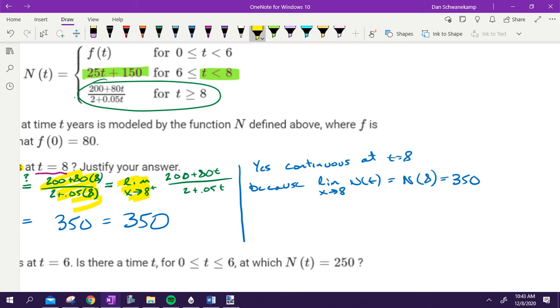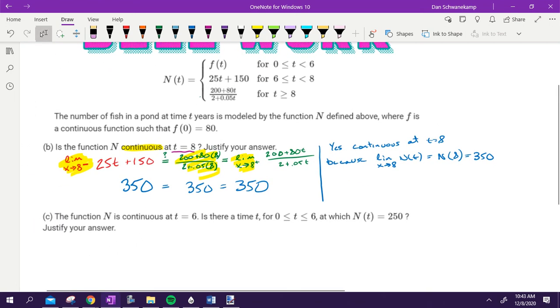Questions on how I showed continuity there. Limit from the left, limit from the right, and the value all need to be equal to each other. We good? Next one. The function n is continuous at 6. Is there a time between 0 and 6 at which n of t is equal to 250? Justify your answer.